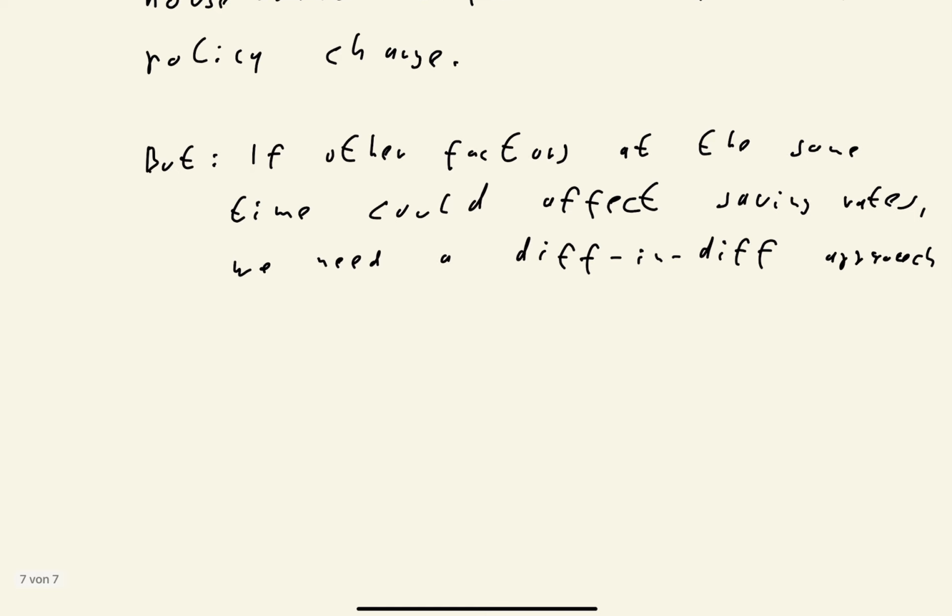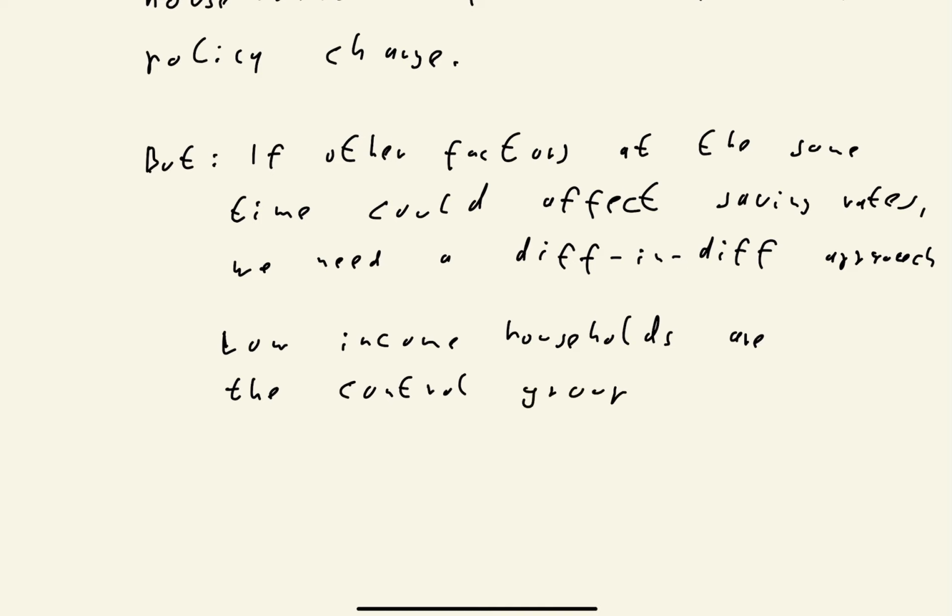And since we now assumed that those other reforms which are affecting saving rates are affecting all the households, not only high income households, we can use a different approach where the low income households are the control group, and high income households are the treatment group.